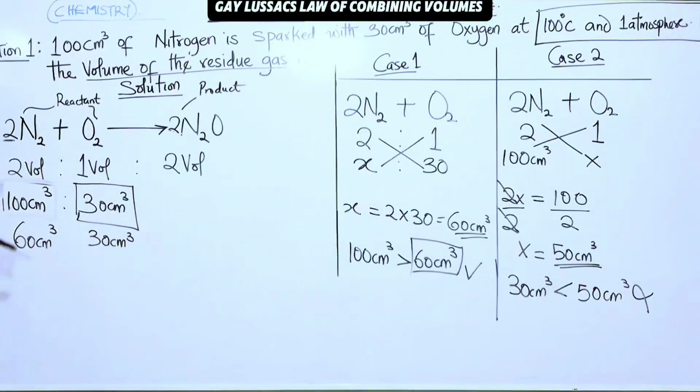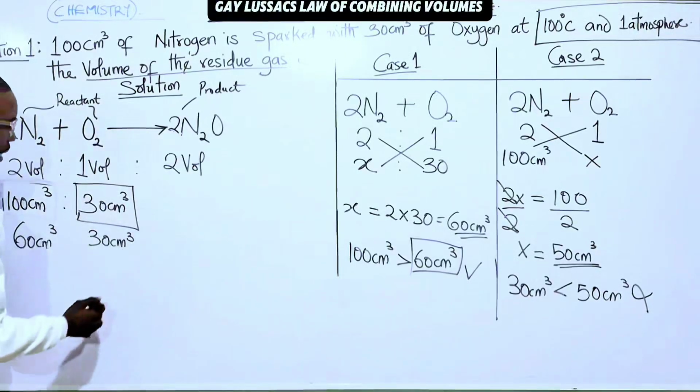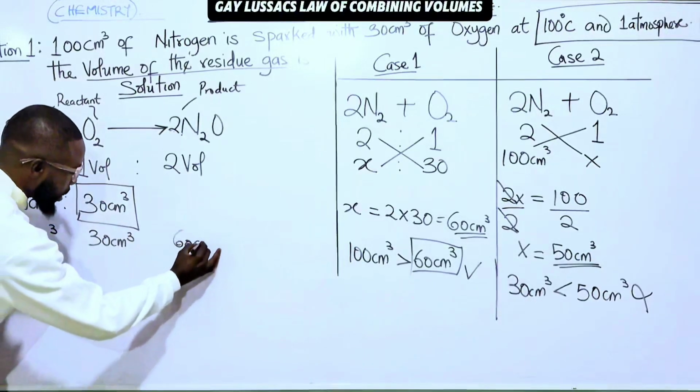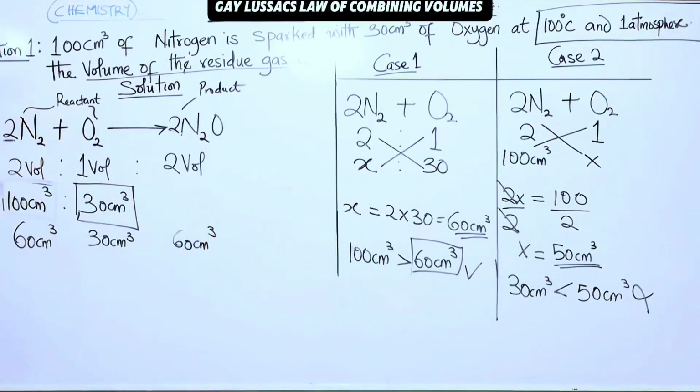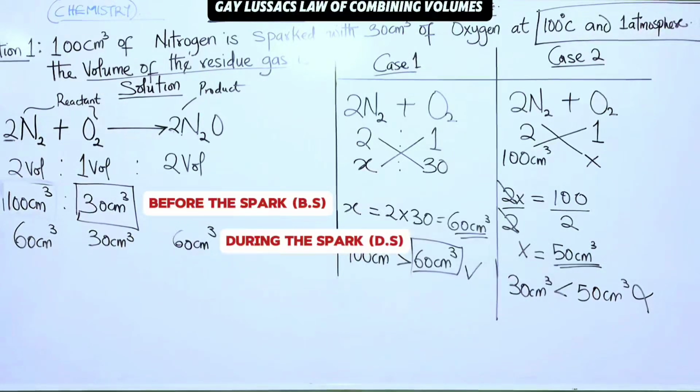And in their mole ratio, if we have 2 here and 2 here, it means that during the spark, 60 here will be 60 here, right? So let's put 60 cm cube here. So this is before the spark, this is during the spark.